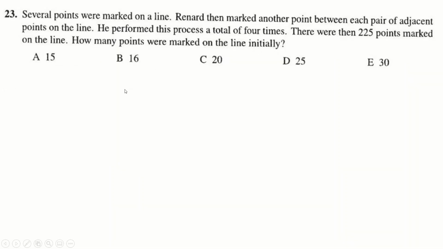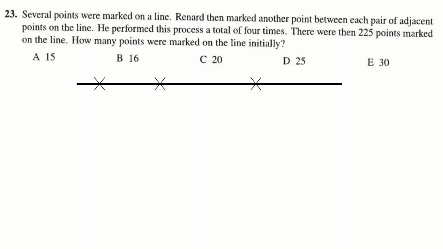23, several points marked on a line. This is one of those questions where you just want to try it out and see and get a feel for it with some smaller numbers maybe. So let's do a line and let's put 4 crosses on it, or 4 points. Now, you're going to mark a point between each pair of points. So here we're going to mark another point here, here, and here.